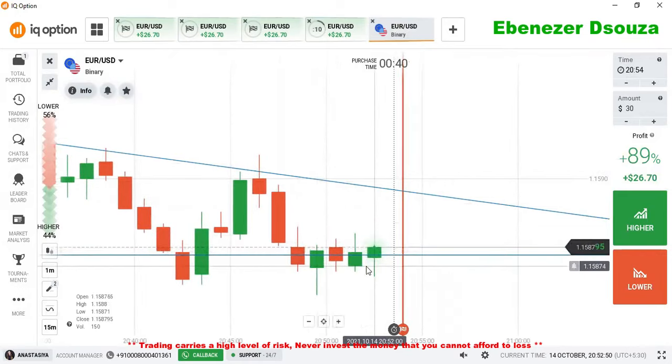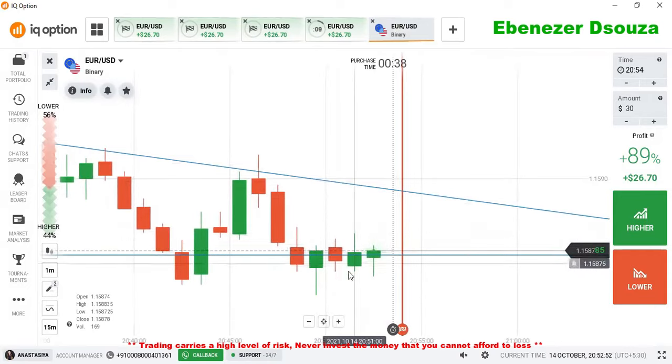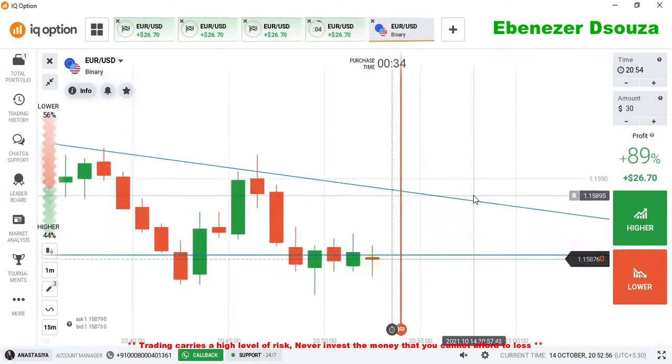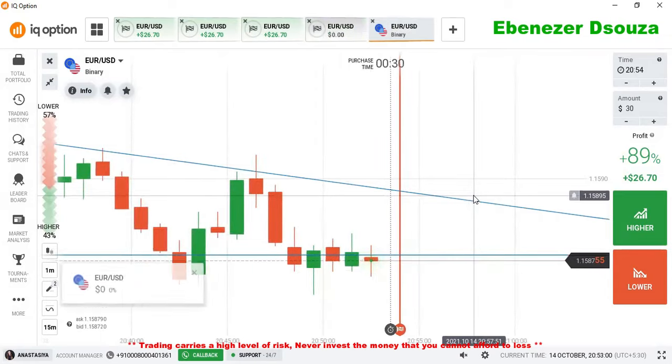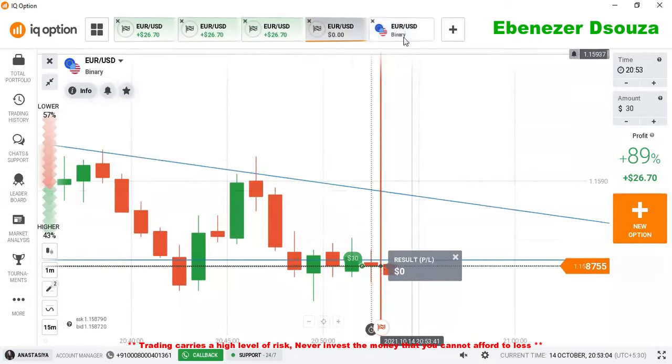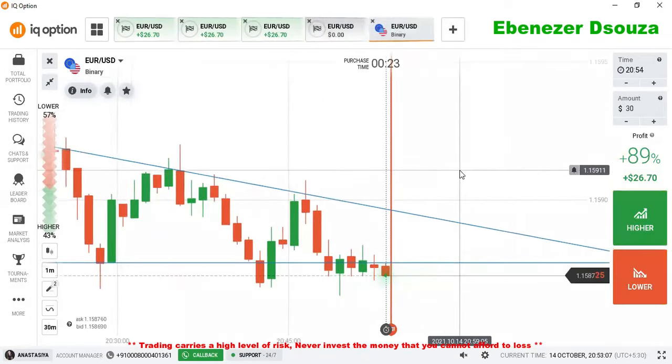Because it's an extreme level, there is a new high, again a bullish candle after this candle. That's why I placed here a higher option trade. Okay, so it's an ATM. Because of my entry point, it's my luck.